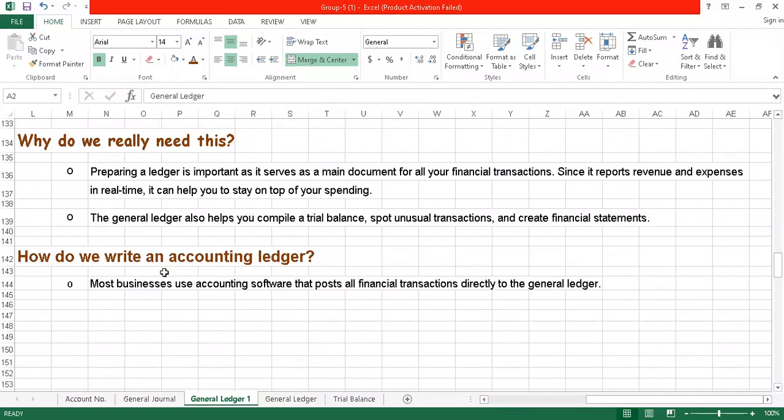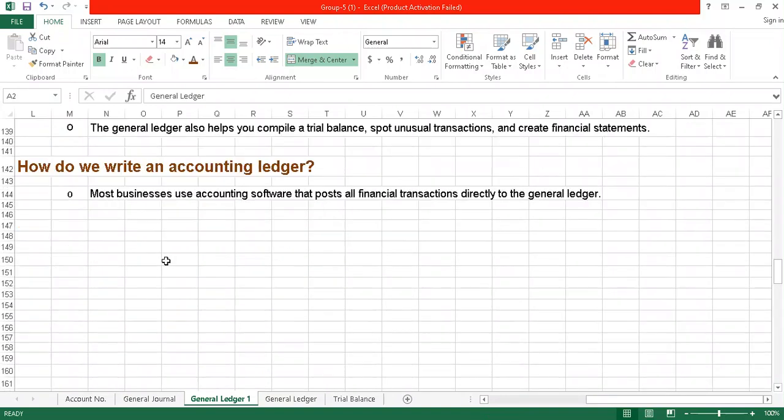So, why do we really need this, especially in accounting? Preparing a ledger is important as it serves as a main document for all your financial transactions. Since it reports revenue and expenses in real time, it can help you to stay on top of your spending. The general ledger also helps you compile a trial balance, spot unusual transactions, and create financial statements.